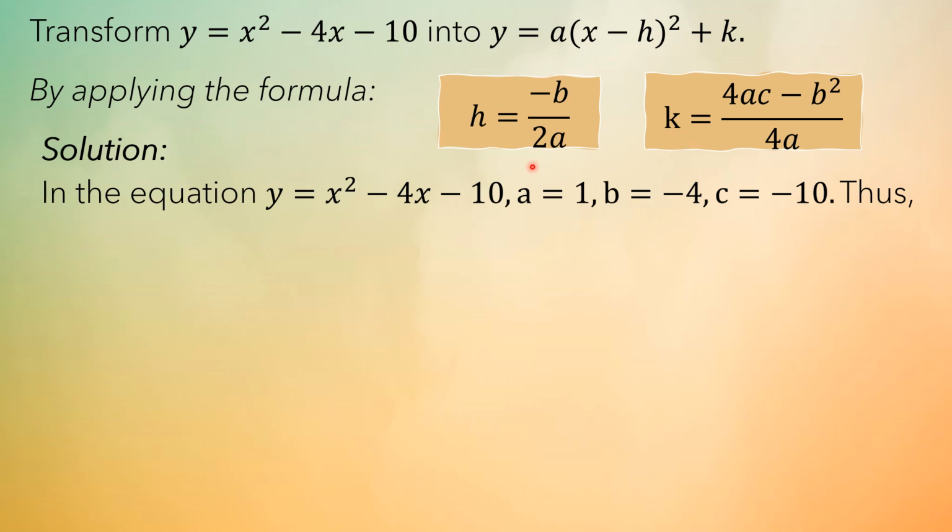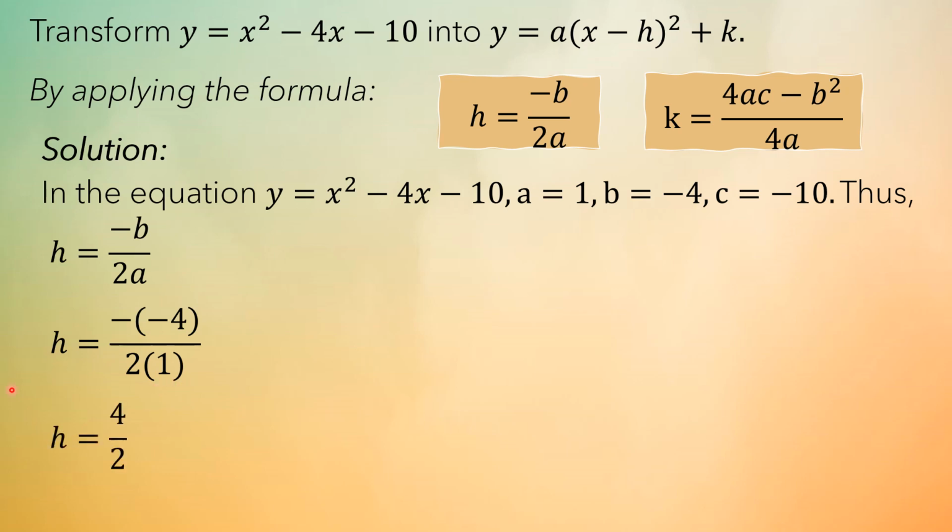So, dun muna tayo sa H. So let us just substitute the values. H equals negative times negative 4 because the value of B is negative 4. Hindi natin aalisin ang negative sign dahil iyon yung nasa formula, over 2 times 1. So let us now simplify. H equals 4 over 2. Why? Because negative times negative 4 is positive 4. 2 times 1 is positive 2. So 4 divided by 2 is 2. So that is the value of H.